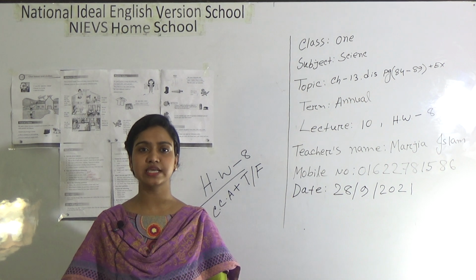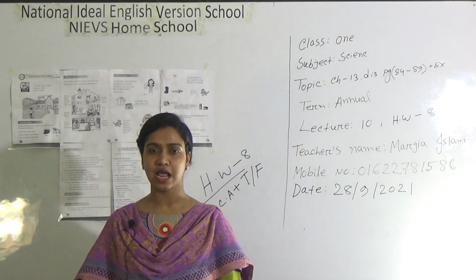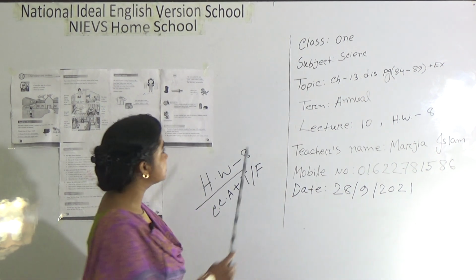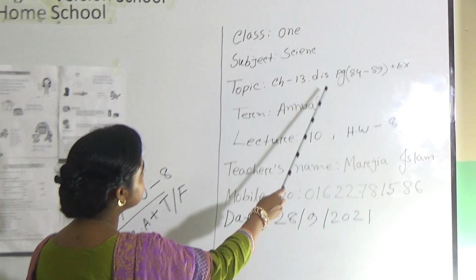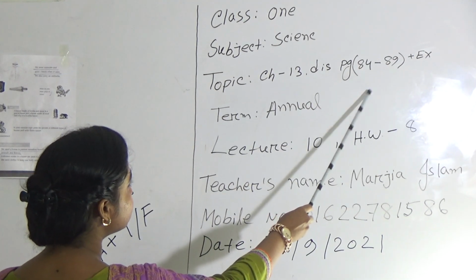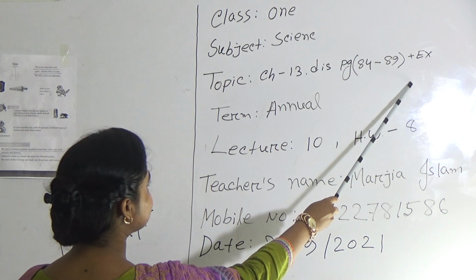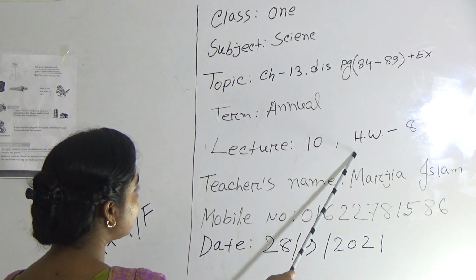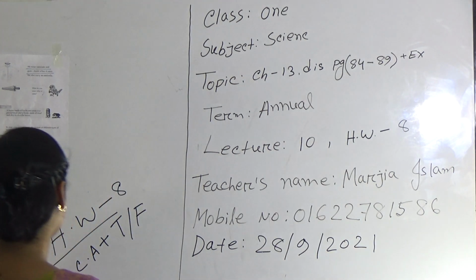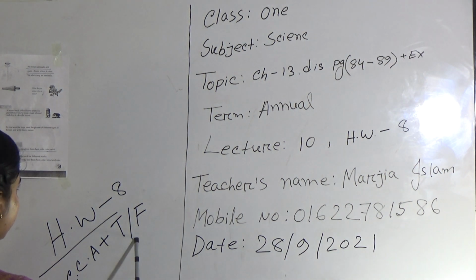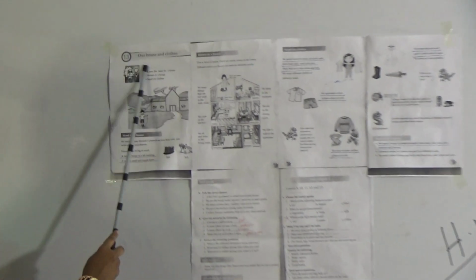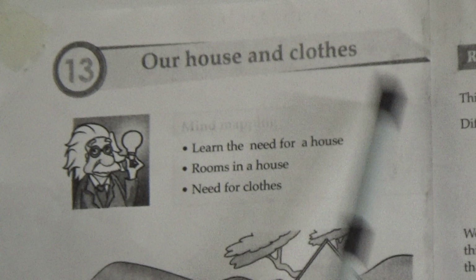Now I am going to take a General Science class for class 1. Our today's topic is Chapter 13, discussion, page 84 to 89 plus exercise. And our SW is choose the correct answer and true false. Now start our class. The chapter name is Our House and Clothes.